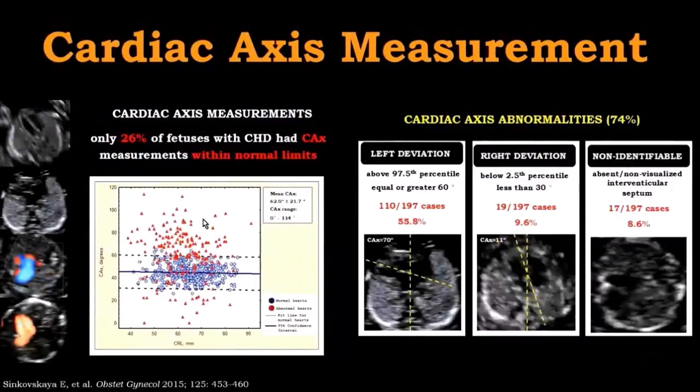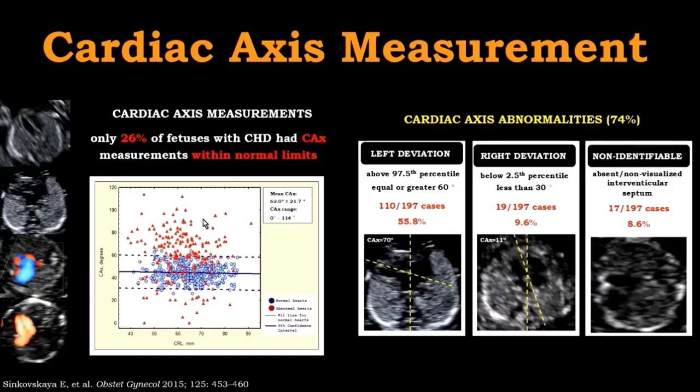So we did some research in our institution that was published now more than 10 years ago. And you can see here that out of the cardiac anomalies diagnosed in the first trimester, about 2/3 had the abnormal cardiac axis, and of the abnormalities, most of the fetuses, about 56%, had the deviation of the cardiac axis to the left, about 10% had deviation to the right, so that it was more like a central axis.